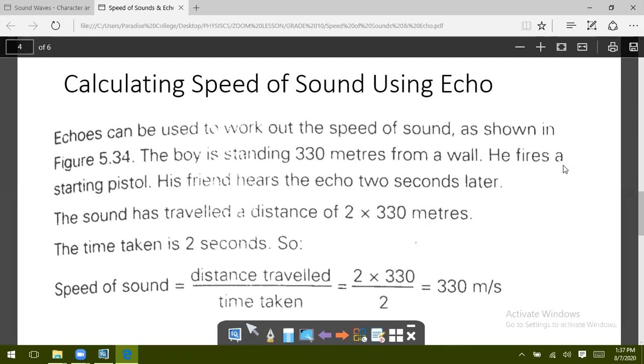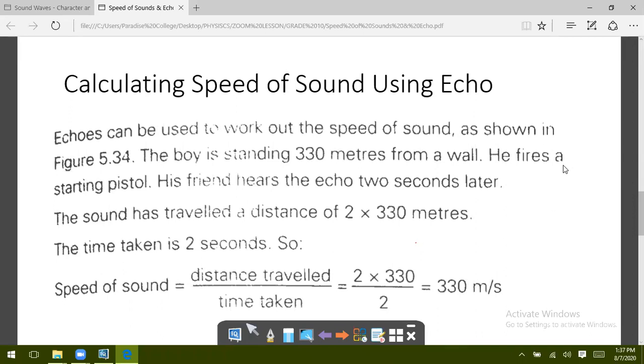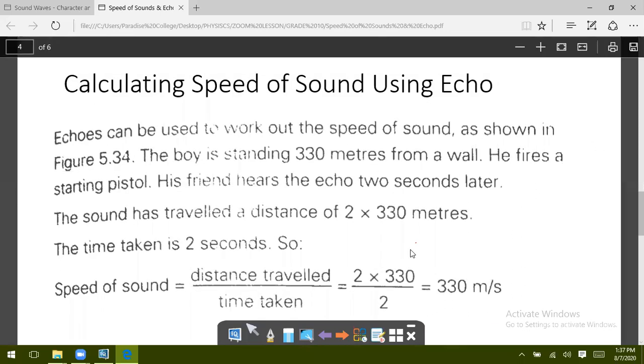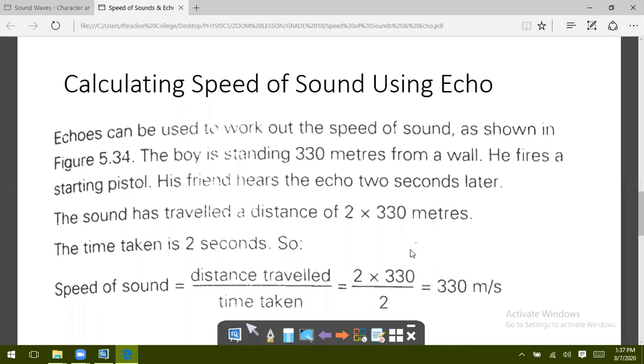This is also an extraction from your textbook. There's one important thing I would like you to make note of in this example, which is the time taken for a sound to travel. An echo can be used to work out the speed of sound, as given in Figure 5.34 from your textbook. The boy is standing 330 meters from a wall. He fires a starting pistol.